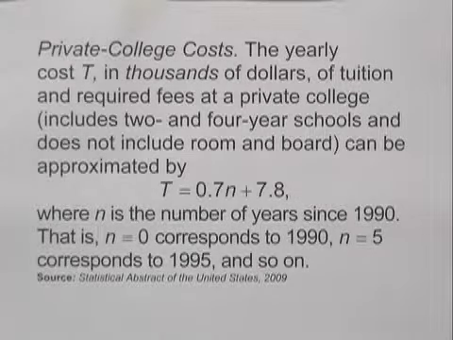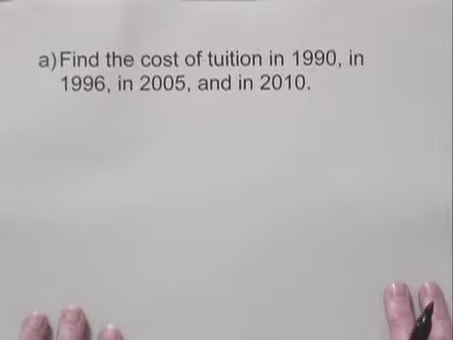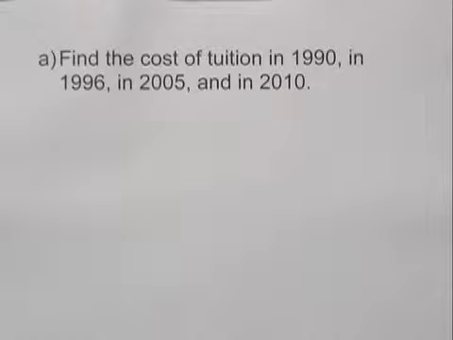The yearly cost T in thousands of dollars of tuition and required fees at a private college, and this includes 2- and 4-year schools and does not include room and board, can be approximated by the equation T equals 0.7n plus 7.8, where n is the number of years since 1990. That is, n equals 0 corresponds to 1990, n equals 5 corresponds to 1995, and so on. Find the cost of tuition in 1990, in 1996, in 2005, and in 2010.